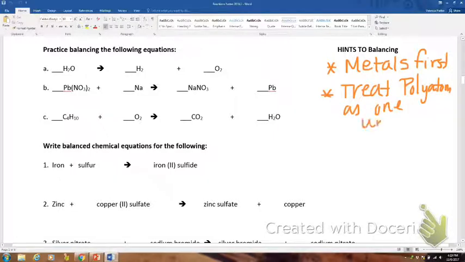In other words, don't count them up separately like, okay, there's 3 phosphorus and 3 phosphorus. If you balance the entire polyatomic, it will take care of itself. Now, if the polyatomic happens to break up, that's a different story, okay?